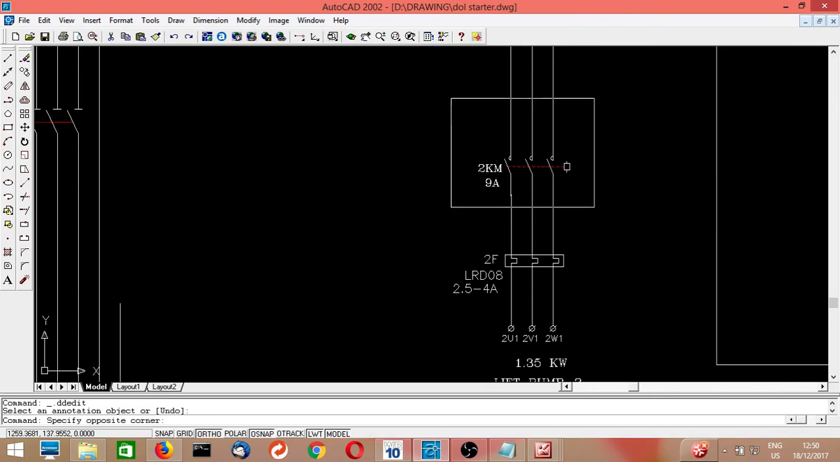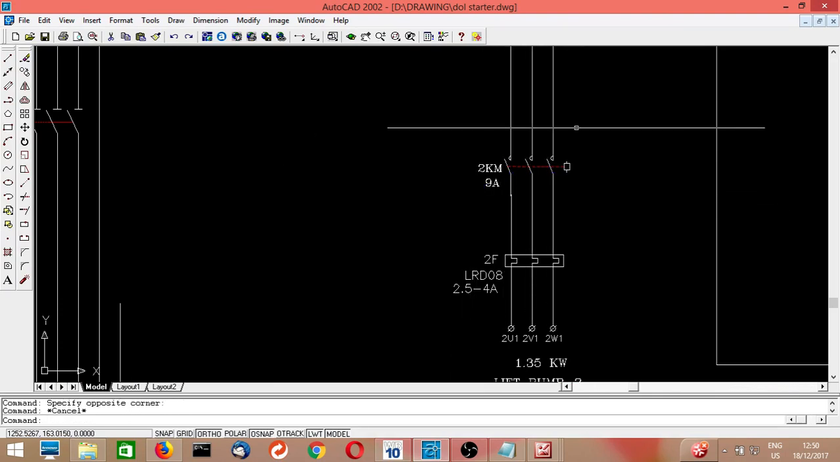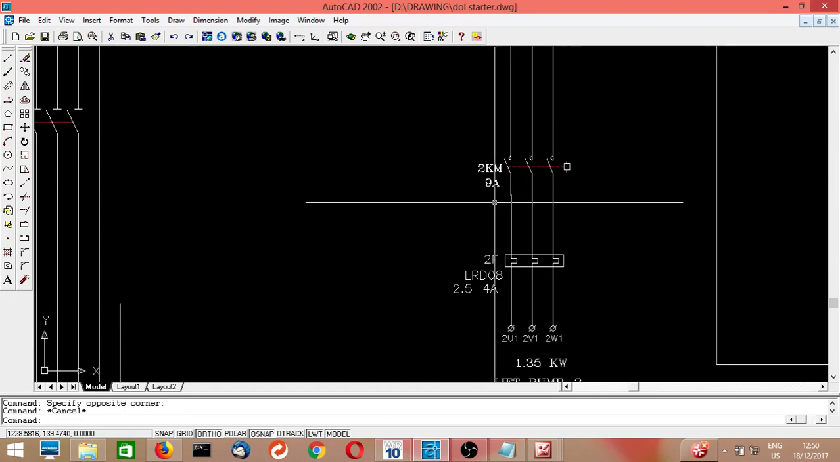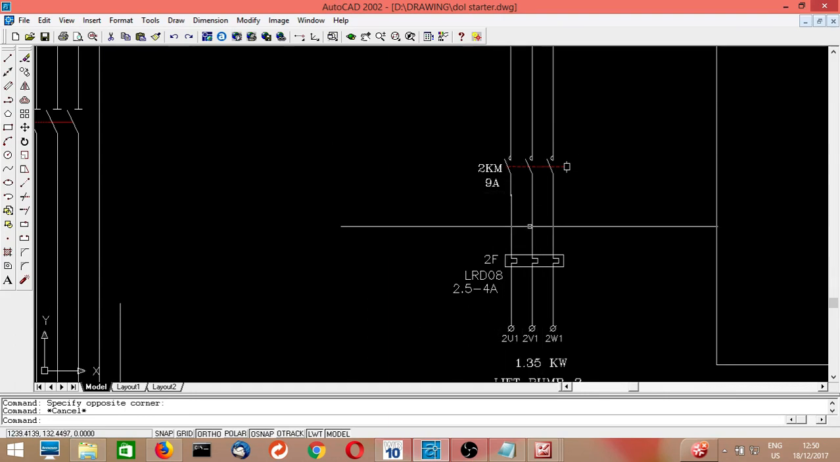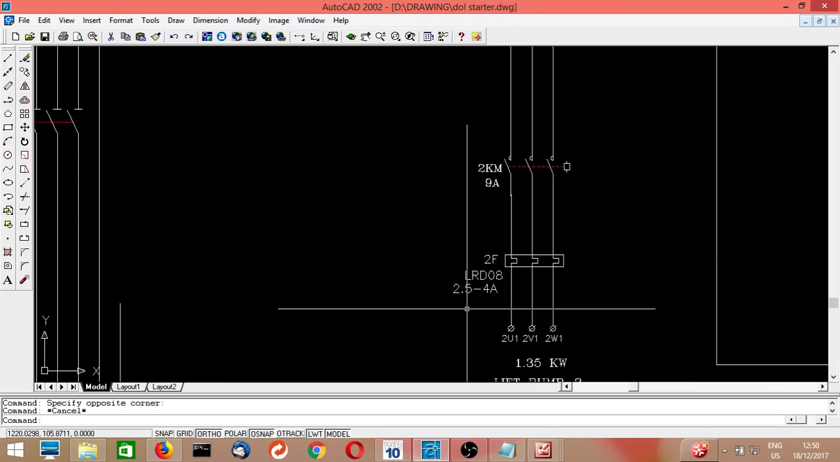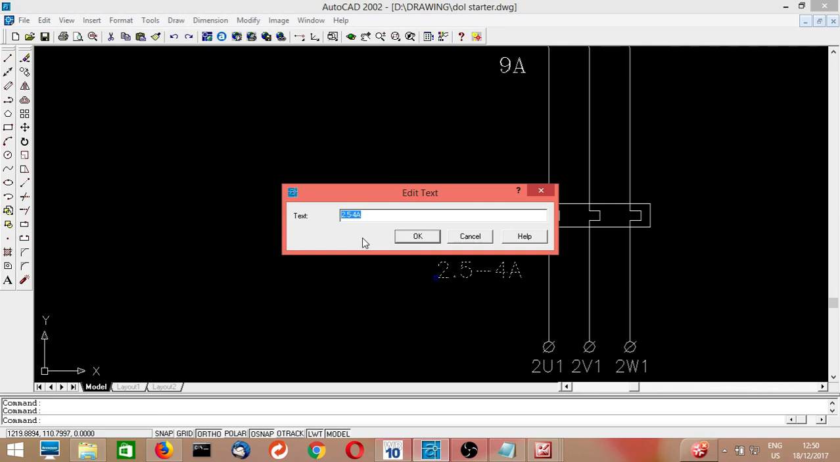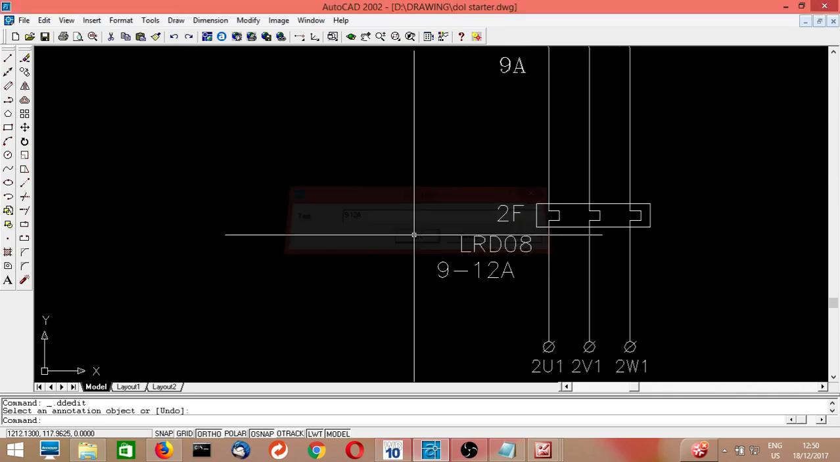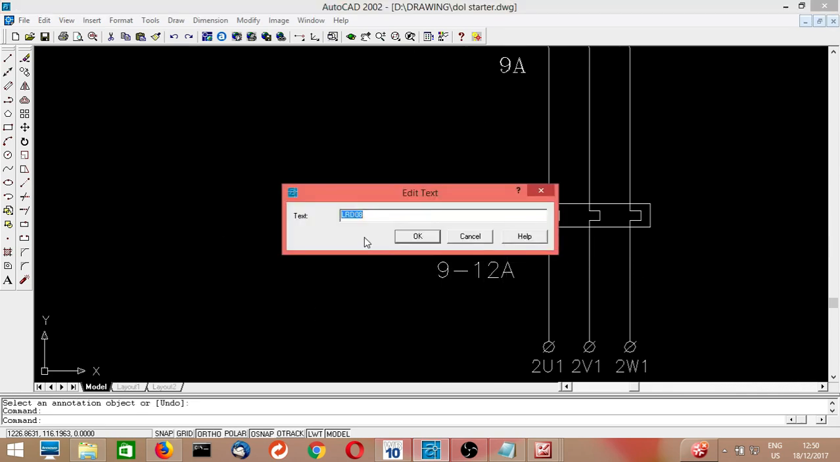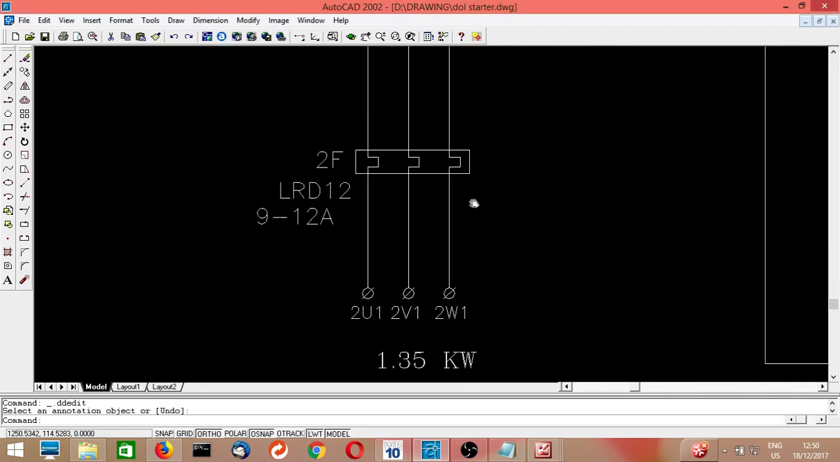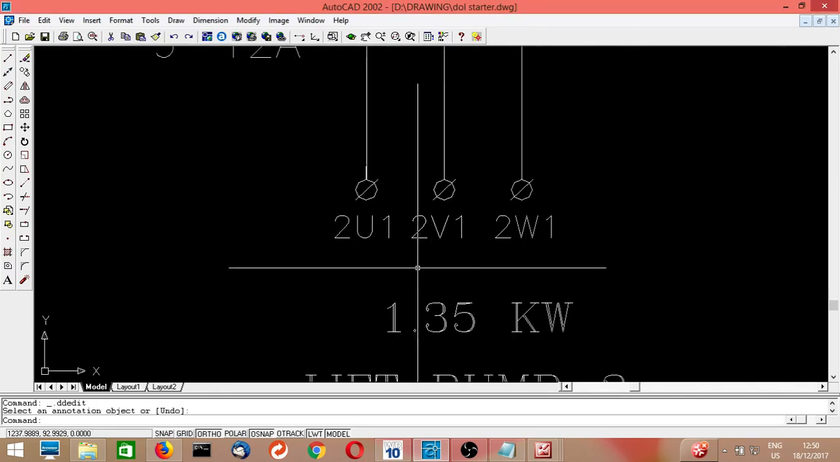Then it is coming to the contactor, a three-pole contactor. Each phase is connected to one side of the contactor. From the other side of the contactor, it is going to the overload, which may be 9 to 12 ampere according to the particular manufacturer catalog. We can select that range. The part number may be LRD 12 or something, and we have to select it. From the overload, it is going to the terminal.